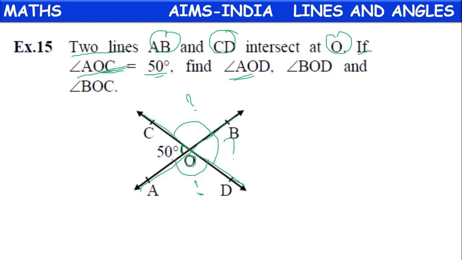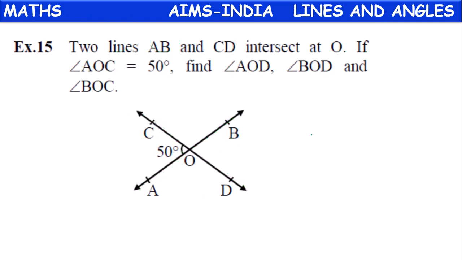Here, children, if you observe, this OC ray is standing on the AB line. On this side of OC one angle, on that side one angle. These two angles form a linear pair. The 50 degrees plus, suppose it is x, 50 degrees plus x, the value will be 180 degrees, because one ray standing on a line means the adjacent angles form a linear pair, 180 degrees.